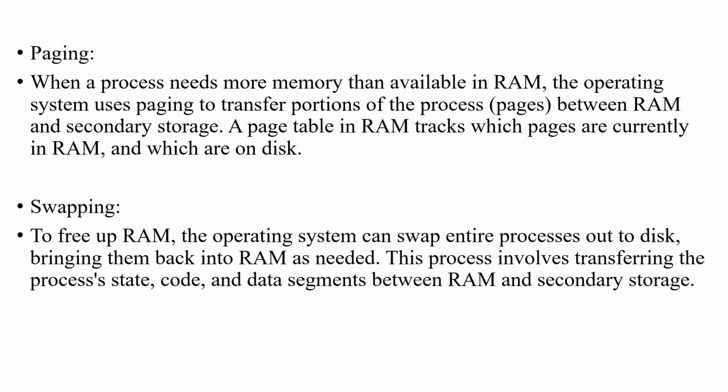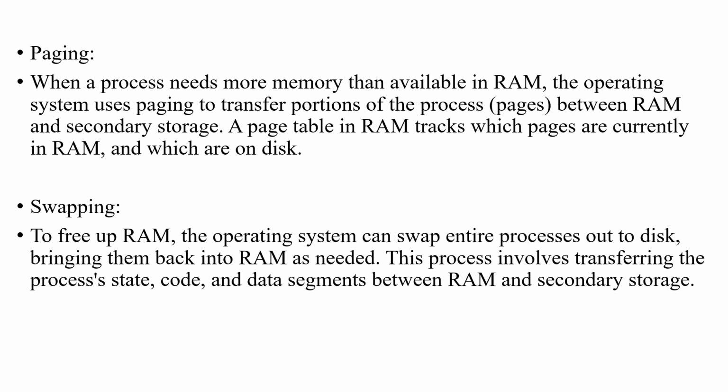Paging. When a process needs more memory than available in RAM, the operating system uses paging to transfer portions of the process, like pages, between RAM and secondary storage. A page table in the RAM tracks which pages are currently in RAM and which are on disk.